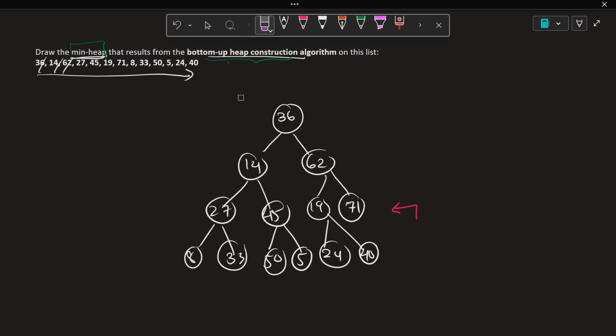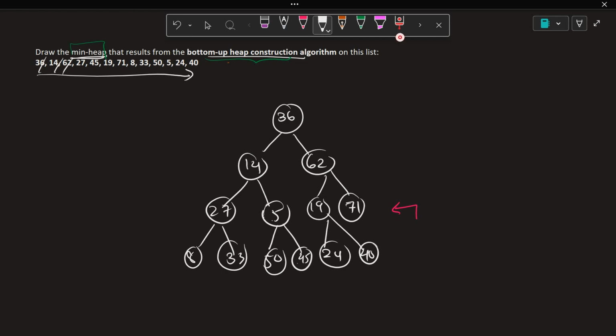You start at this node, and this one doesn't have any child, so this one is good. Then you move to this one. Is this one smaller than its children? It's already smaller, so you don't have to fix anything. You move to this one. Now, is this 45 smaller than its children? No, it's clearly not. 5 is smaller, so you swap their values. You swap 5 with 45. So this becomes 5, and this one becomes 45.